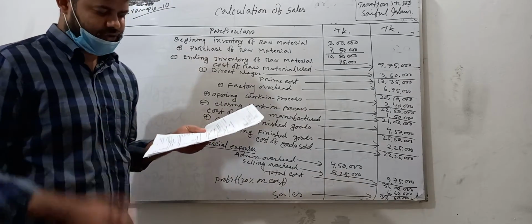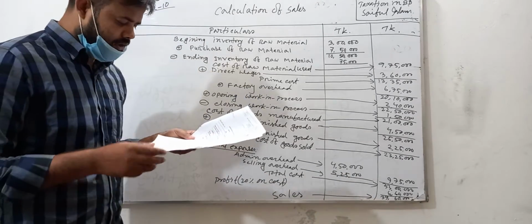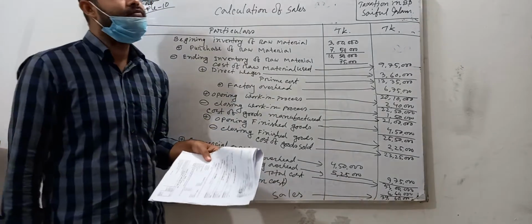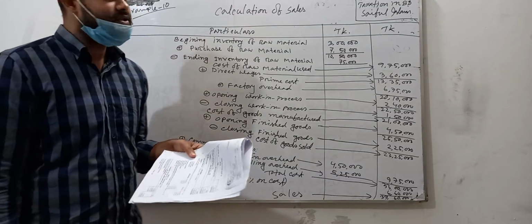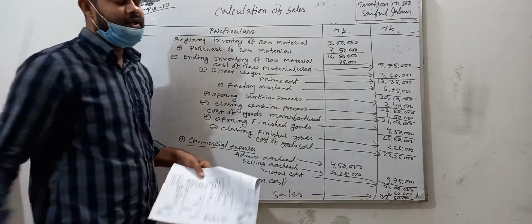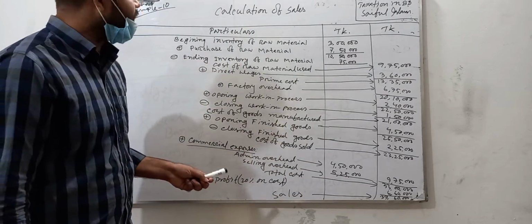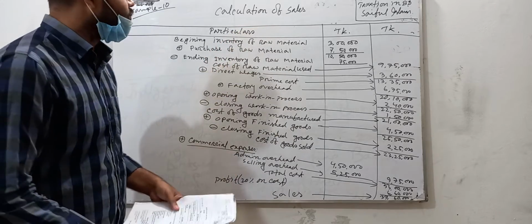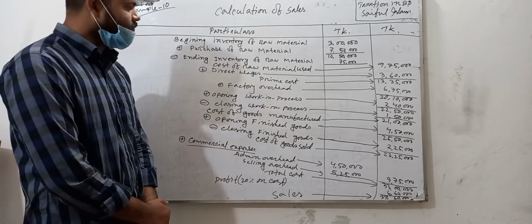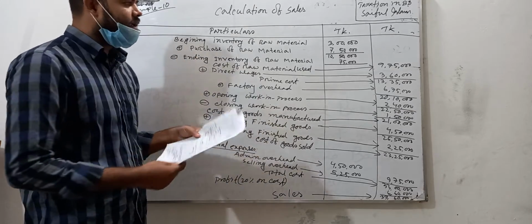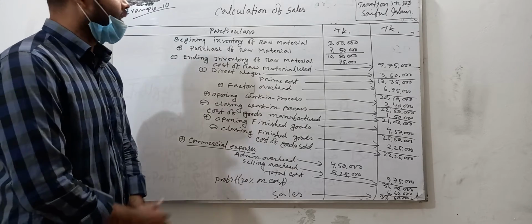This is the question. Now I will solve it, and we know that when we calculate VAT, there are two steps. The first stage is calculation of sales. Dear students, look at the blackboard. Here I have already calculated the sales. We know that when we calculate sales, there is a table and there are rules.